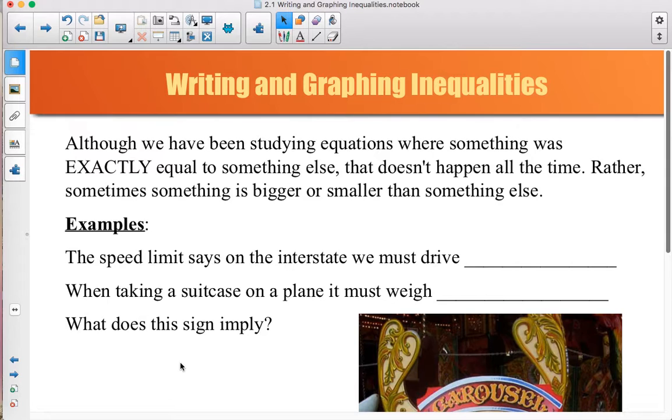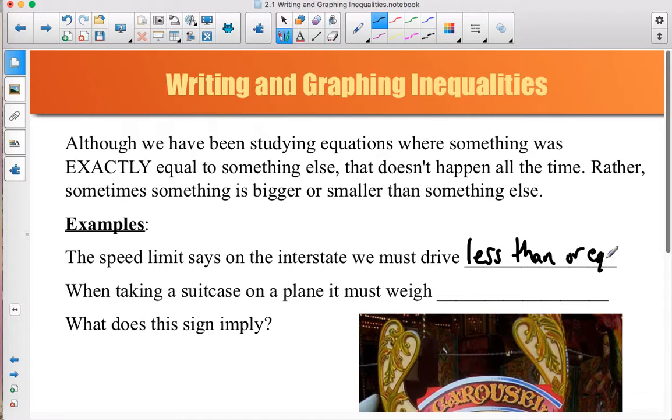Rather, sometimes something is bigger or smaller than something else. Some examples. The speed limit says on the interstate that we must drive less than or equal to 80 miles per hour, 80, as of about 2 years ago. It used to be 75.